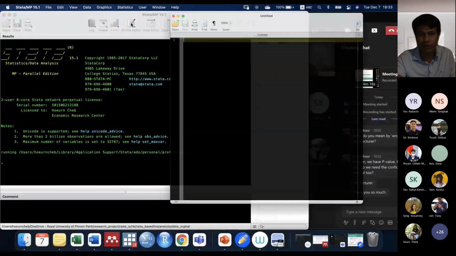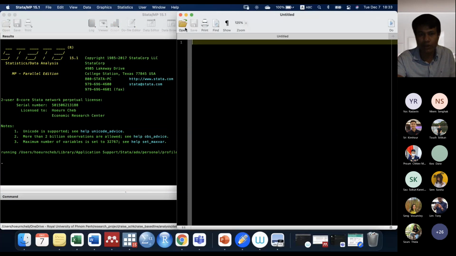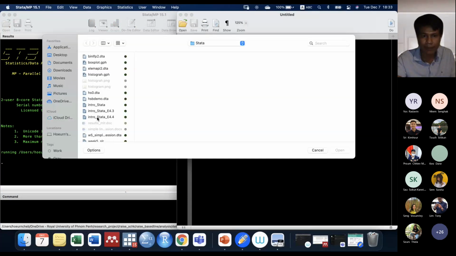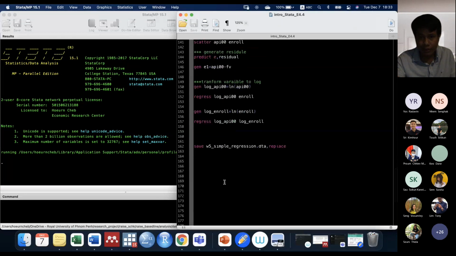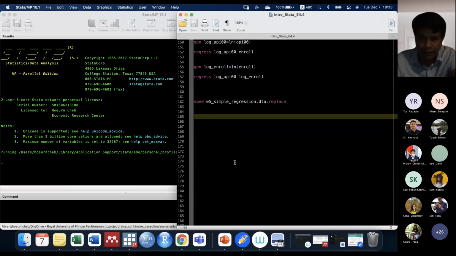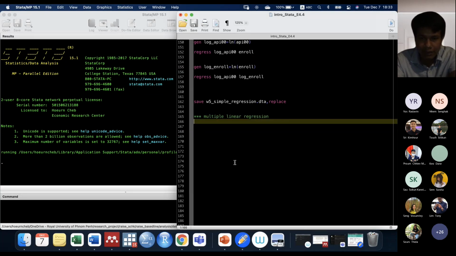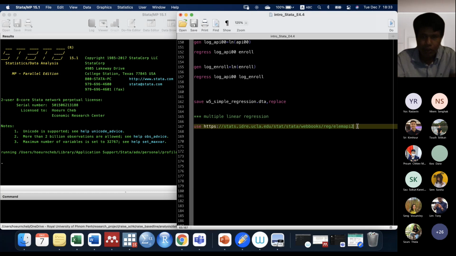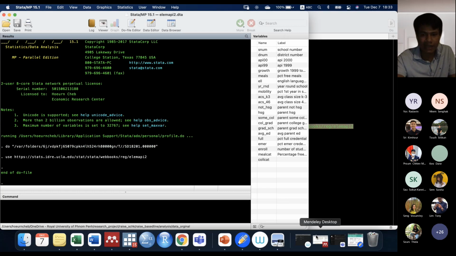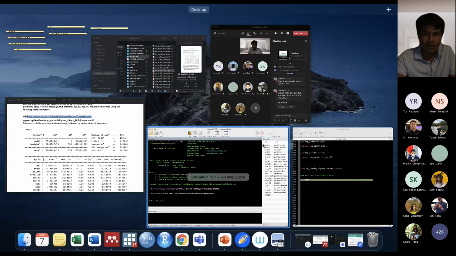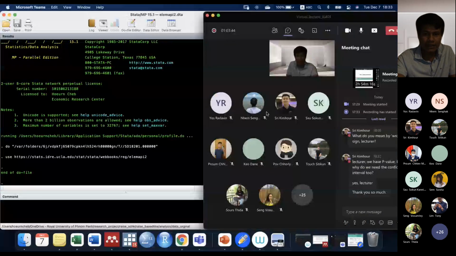Don't forget to work with the do file. So let me open my do file, the last do file. So where I am now, today is multiple linear regression. So what I'm going to do is load the data and run. All right, I obtain the data now. How about you guys?